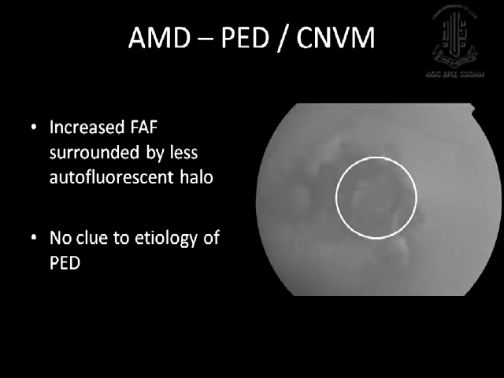In the pigment epithelial detachment, there is increased autofluorescence. So you see the pigment epithelial detachment here surrounded by a less autofluorescent halo. But it doesn't tell us if this PED is because of CNVM or PCV or whatever.